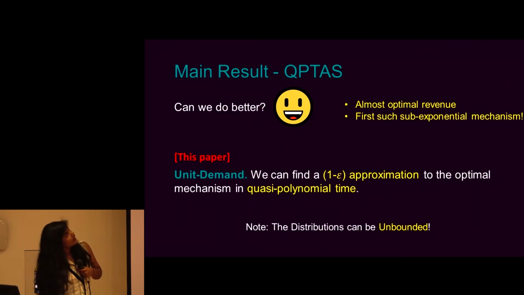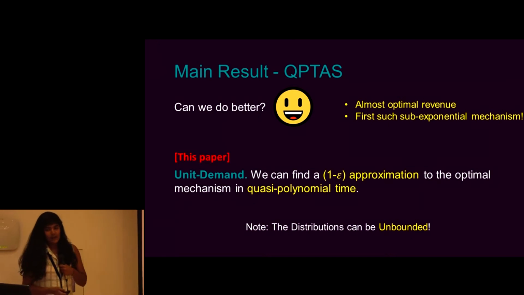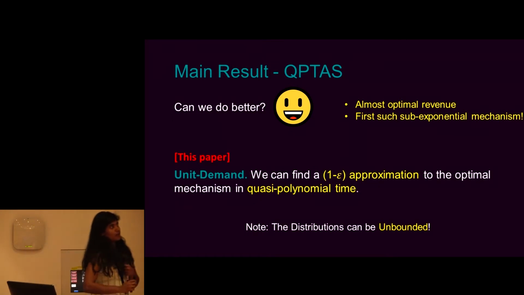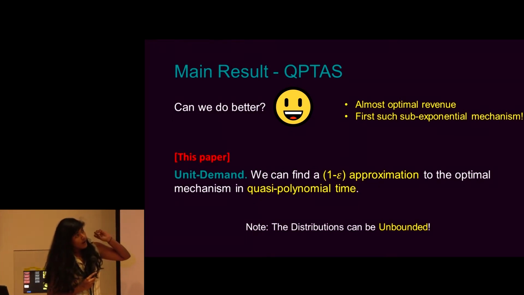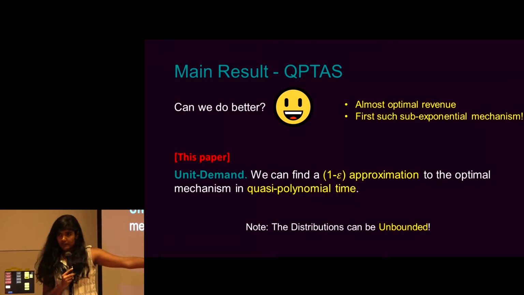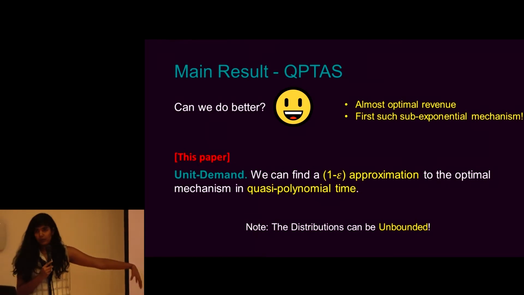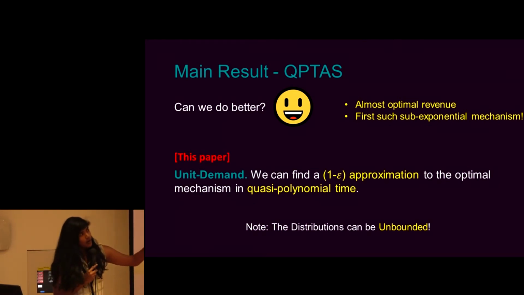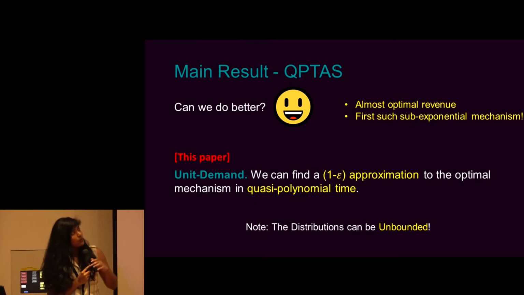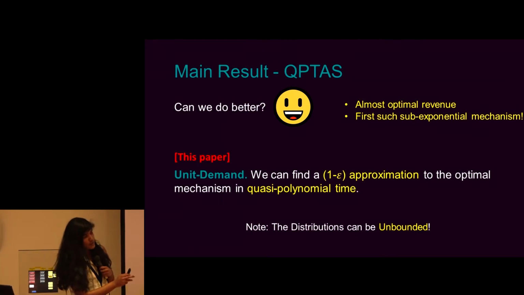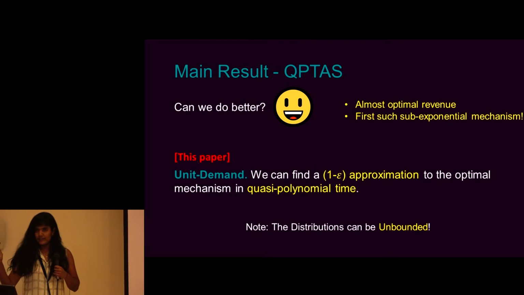And we answer this affirmatively. Yes, we can do better. Our main result is that for unit demand buyers, we can get a mechanism that gets a 1 minus epsilon approximation to the optimal revenue, and we can find it in quasi-polynomial time in n. For any epsilon greater than 0, I can find a mechanism that gets 99.99% of the revenue in quasi-polynomial time. The distributions need not be bounded or anything. The distributions can be unbounded.